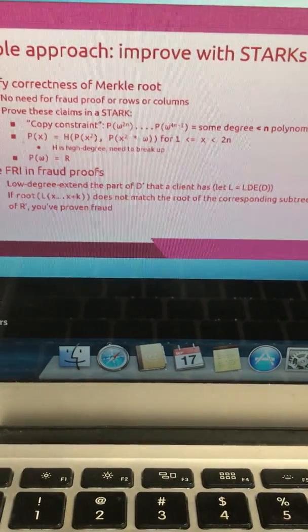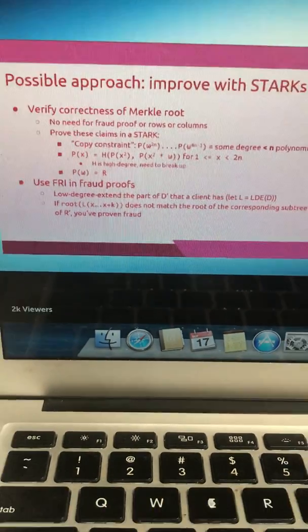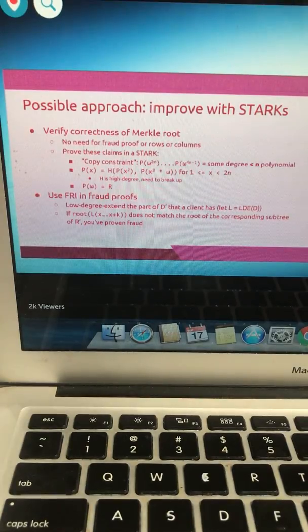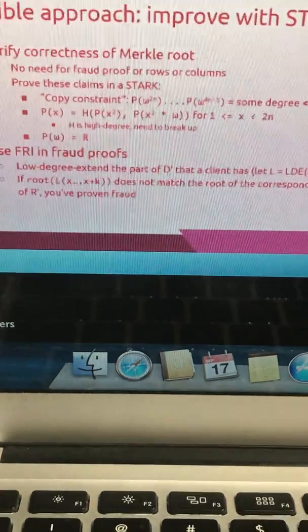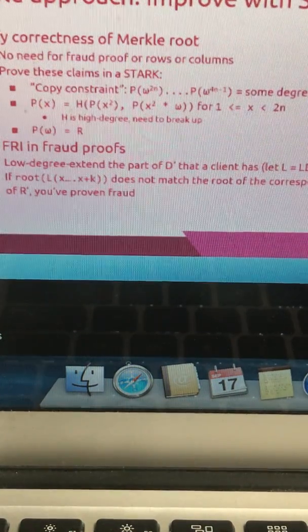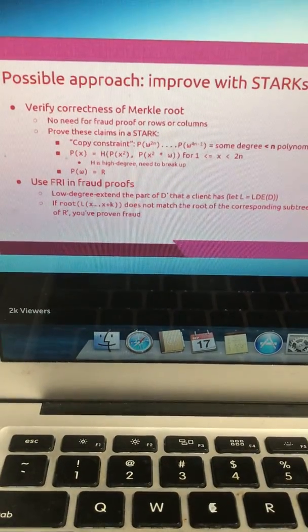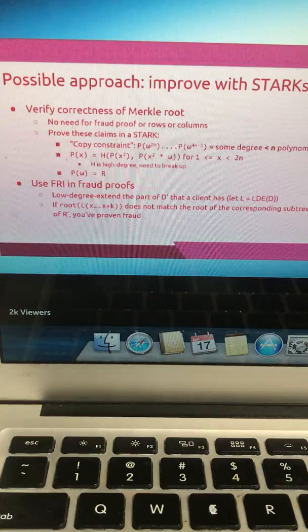I'll start with the scheme at the bottom. The scheme at the bottom basically says we're going to use FRI, so we're going to use the ingredient in STARKs, and what we're going to do is we're going to use this to basically give the same properties as the two-dimensional scheme, but on top of simple one-dimensional codes, right?